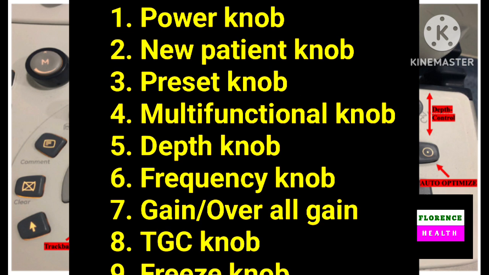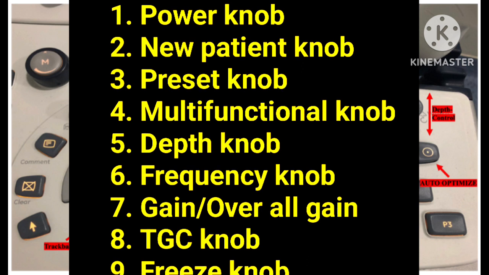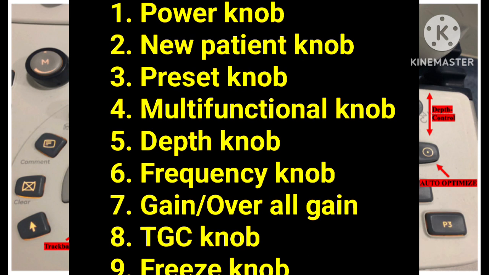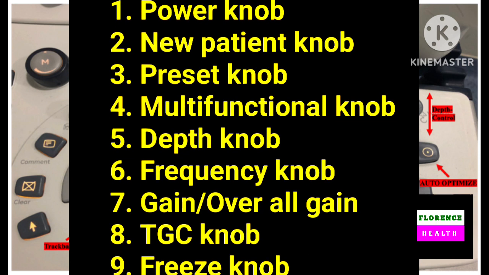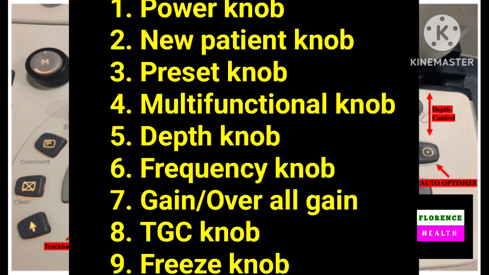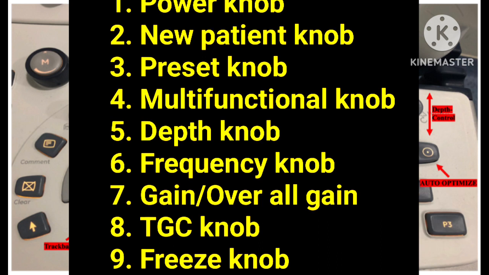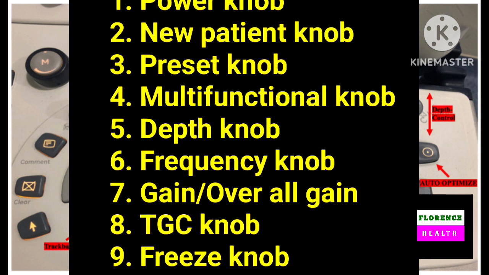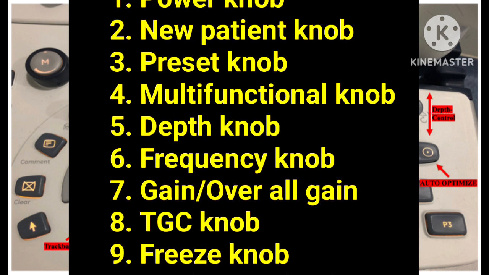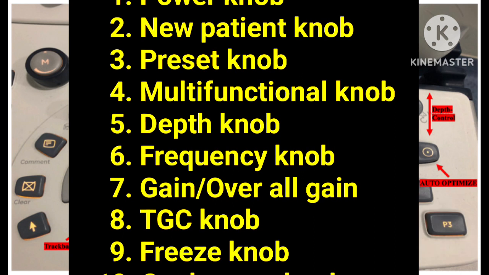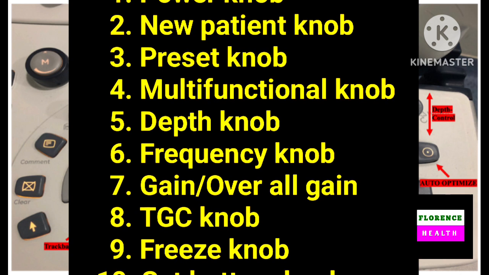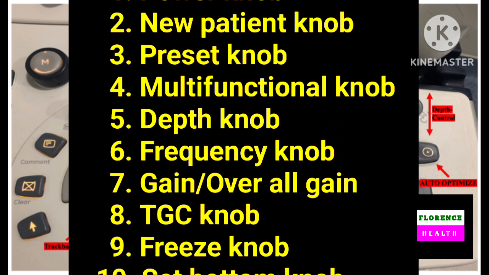These are sliding knobs. That means they come into function by sliding the knob. It is divided into 3 groups. That means upper TGC knobs, middle group of TGC knob, lower group of TGC knob.